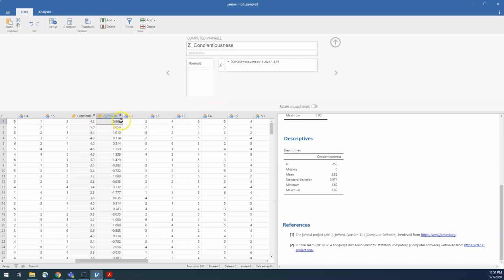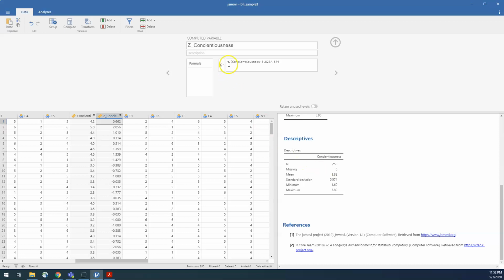So if you take a look here for a second, you'll see that this person is 2/3 of a standard deviation above the mean. So the mean of conscientiousness is 3.82. This person got 4.2, and if the standard deviation is 0.574, they are about 2/3 of a standard deviation above that value right there, 3.82. So 2/3 of 0.574, since that's the standard deviation, is how far 4.2 is from 3.8. Hopefully that makes sense.